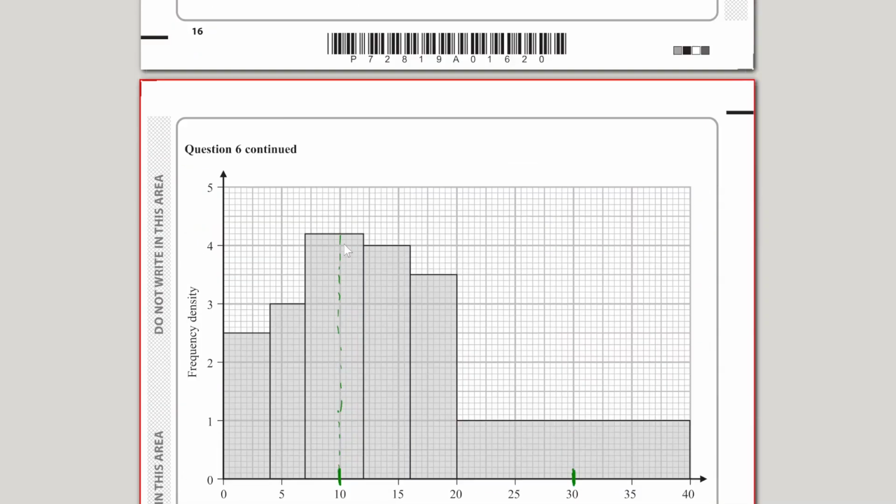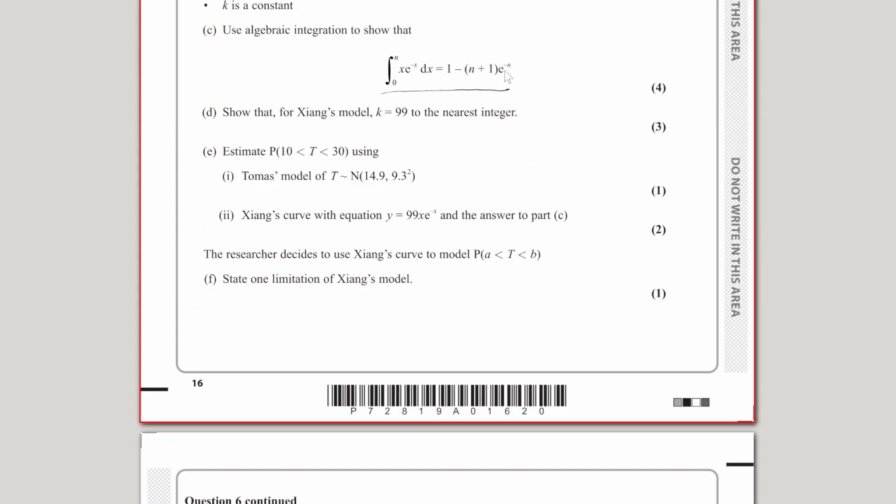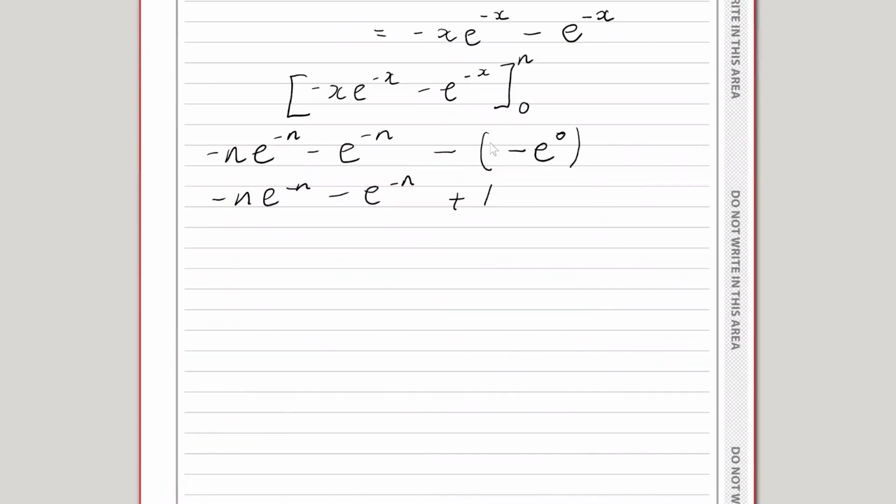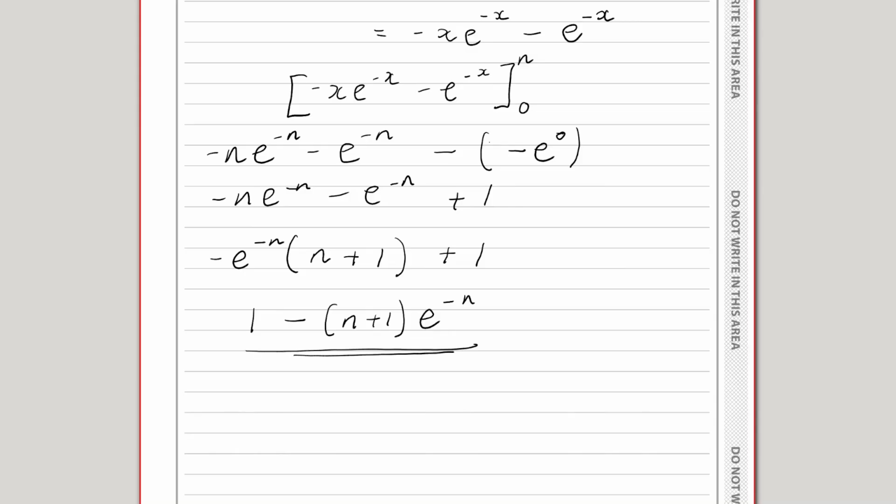We just need to make it look like the answer. So we're going to factorize out minus e to the minus n. That will leave n plus 1. And just write it the other way around. So 1 minus n plus 1 times e to the power of minus n.